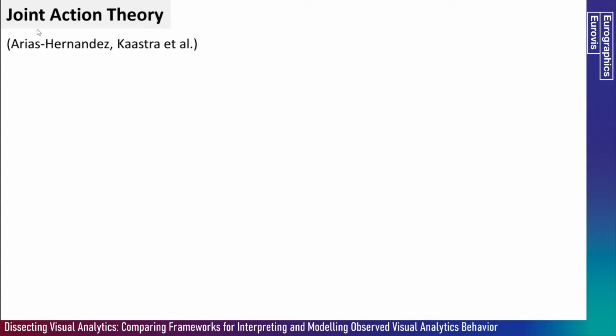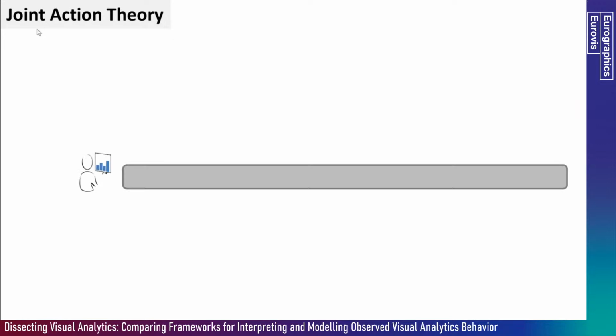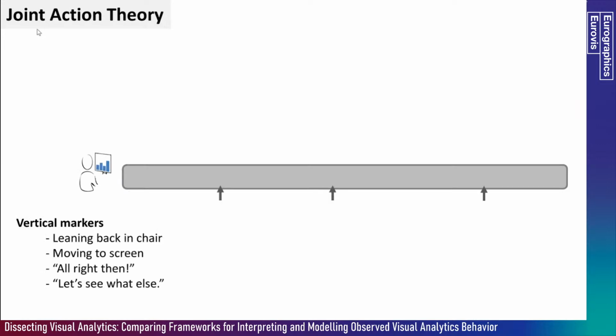From our understanding, applying JAT to pair analytics looks like this. We search our data for vertical markers, which are speech or body movements which mark changes in the analytic process. For example, our participants would lean back in their chairs to discuss and conclude a particular finding. Then they would lean back in to focus on something new. Such vertical markers help us break down a long analysis into smaller parts.